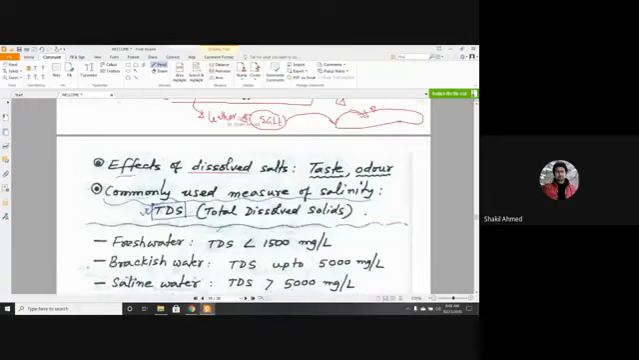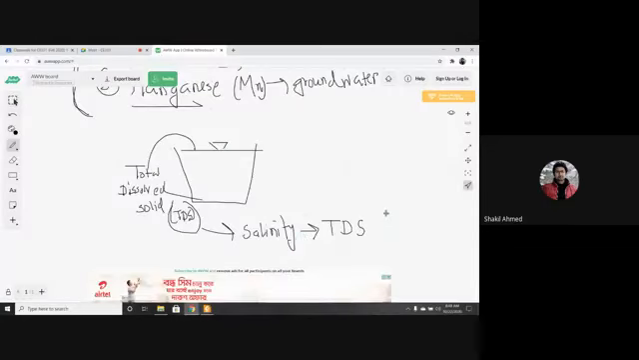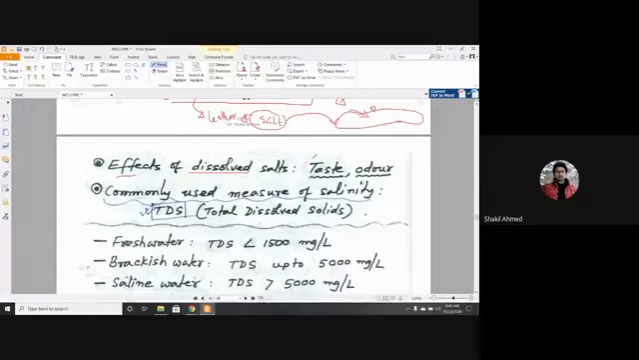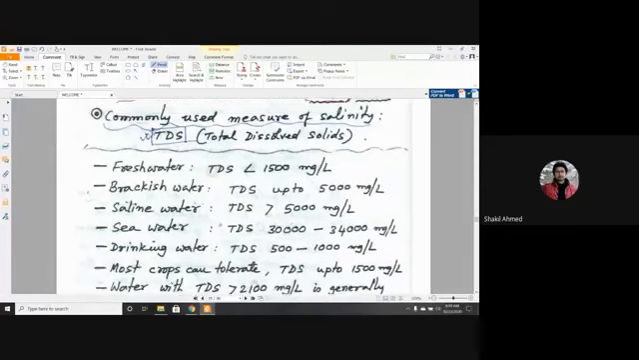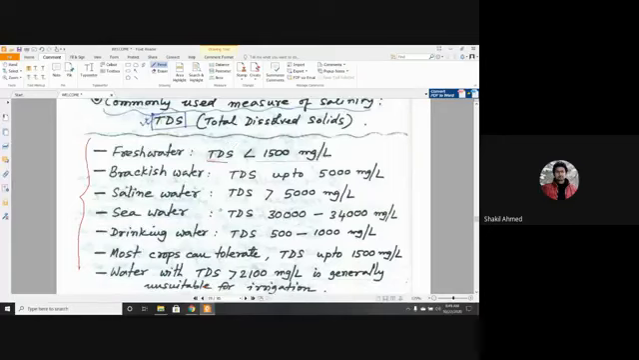Now, effects of dissolved salts. What happens when this TDS or salinity is very high in water? It gives you a taste and it gives you odor. There is a criteria based on how much salinity the water has. If the TDS is less than 1500 milligram per liter, then we call it fresh water. When the TDS is less than or equal to 5000 milligram per liter, we call it brackish water. When the salinity is greater than 5000 milligram per liter, we call it saline water.